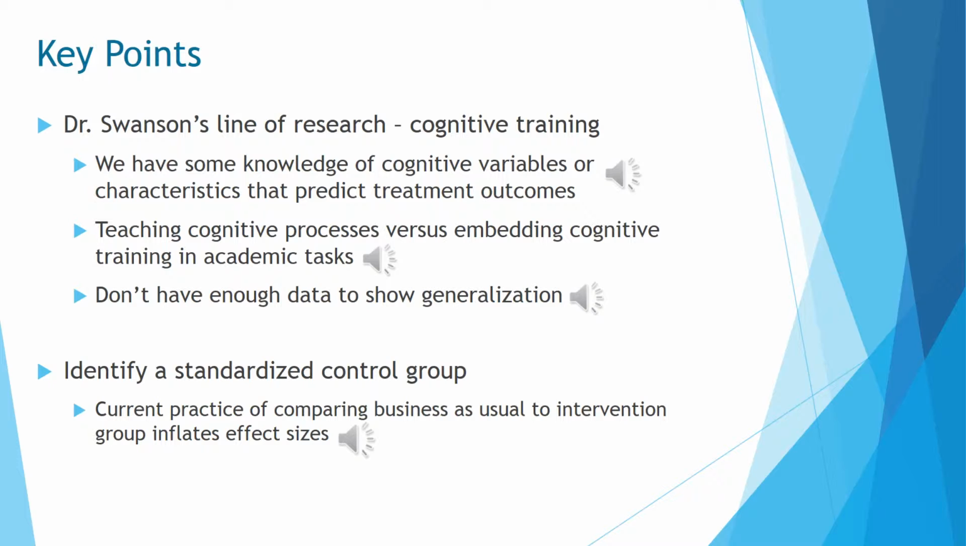Dr. Swanson explained that the effect sizes of studies on cognitive interventions would lead one to believe that many things work. However, there is no standardized version of a control group. Frequently, researchers are comparing business as usual, which typically isn't working, to interventions with many components. Not only does this lead to large effect sizes, it makes it impossible to identify the active ingredients of the intervention.